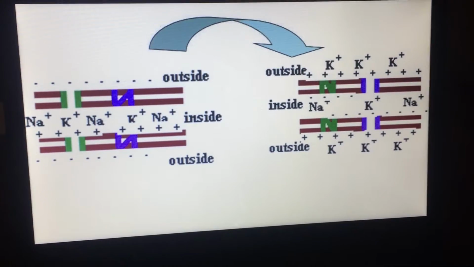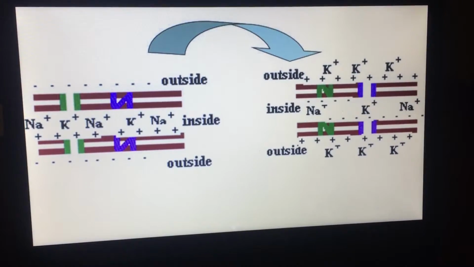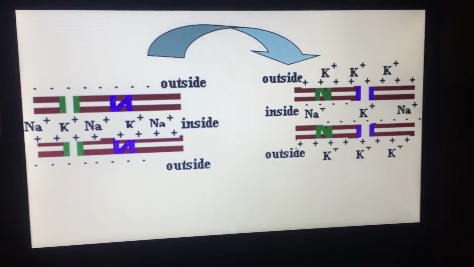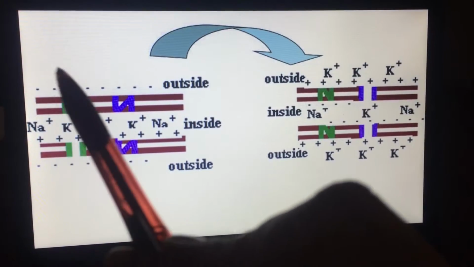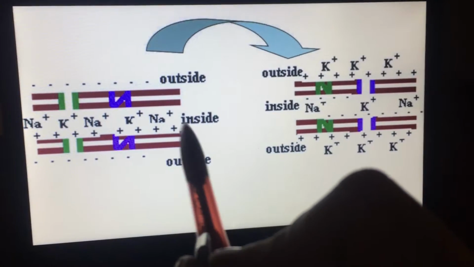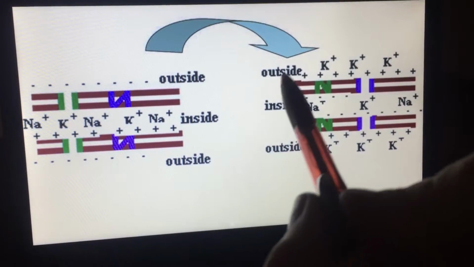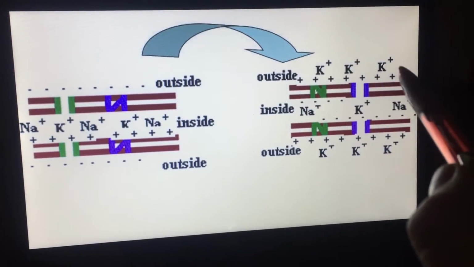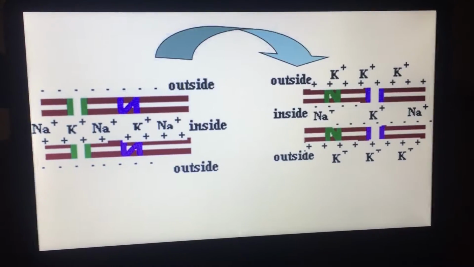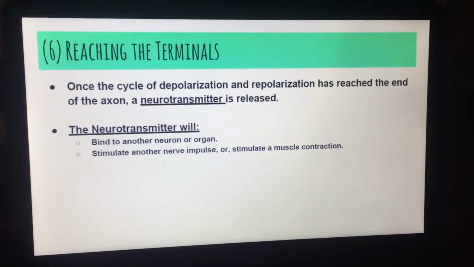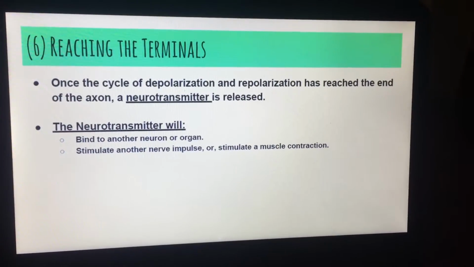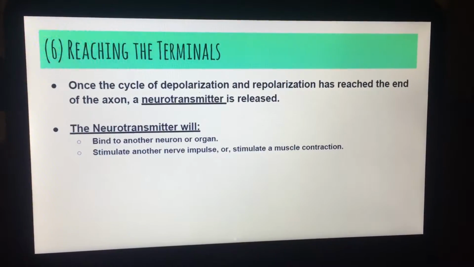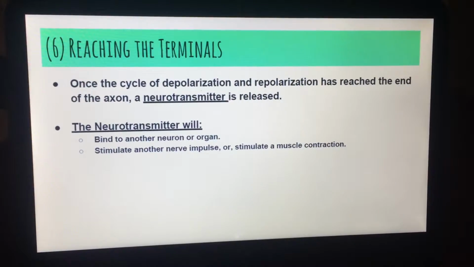And remember I said from that first slide that those events are going to happen over and over again down the length of the axon. I'm going to have sodium in, potassium out, sodium in, potassium out, repeated until we reach the axon terminals. Once we reach the terminals, we have completed all the cycles of depolarization and repolarization, and a neurotransmitter is released.